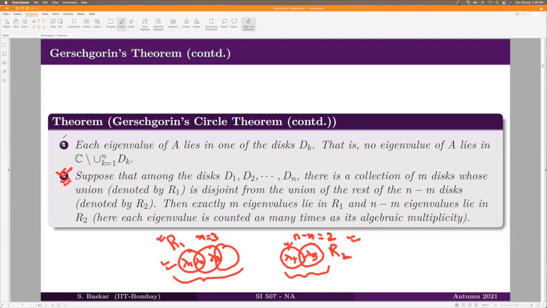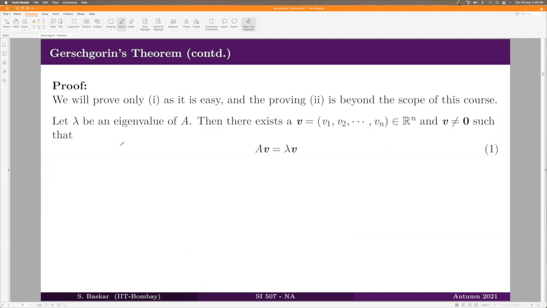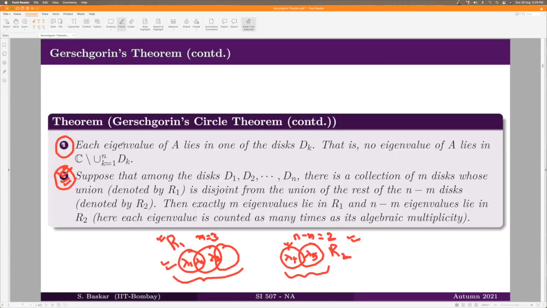We will prove only the first part of the theorem because it is very simple to prove, and the second is omitted for our course. Okay, let us prove the first part. Let us just recall what the first part is: each eigenvalue of A lies in one of the disks. Okay, so that is what we have to show.